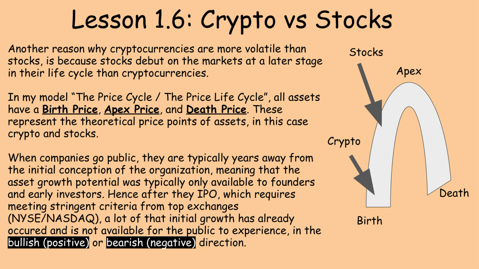These represent the theoretical price points of assets, in this case, obviously crypto and stocks. When companies go public, they are typically years away from the initial conception of the organization, meaning that the asset growth potential was typically only available to founders and early investors.